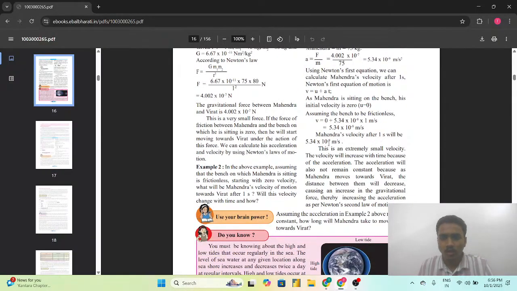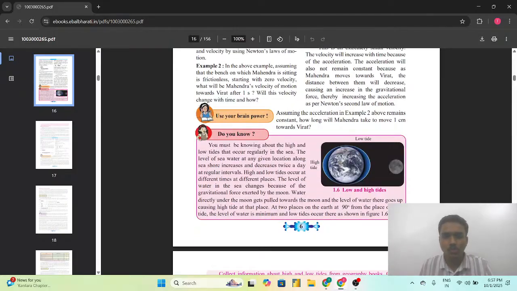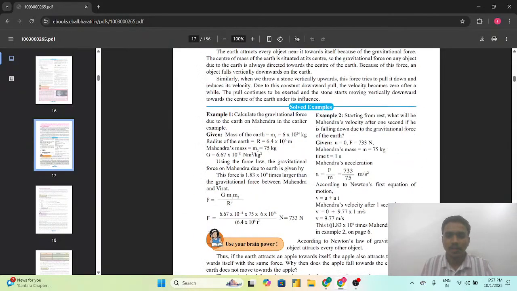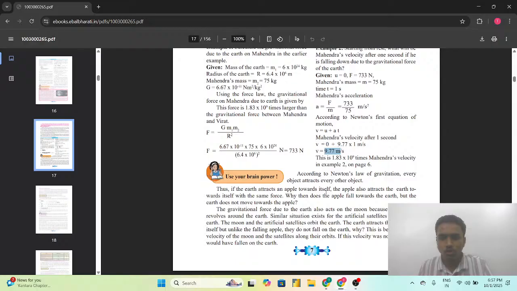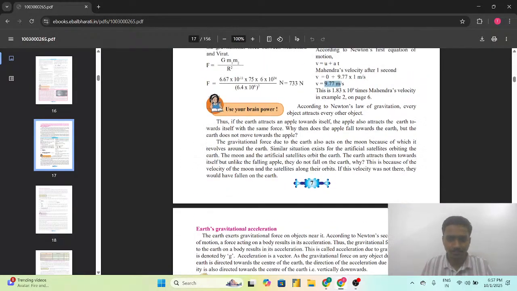Here the velocity we calculated, assuming Mahindra is sitting on a frictionless bench, comes to be 5.34 into 10 raised to minus 9 meter per second. And here it is coming 9.77. So we can say that this is 1.83 into 10 raised to 9 times Mahindra's velocity there. So according to Newton's law of gravitation, every object attracts every other object. So this is clear. Let's move ahead.